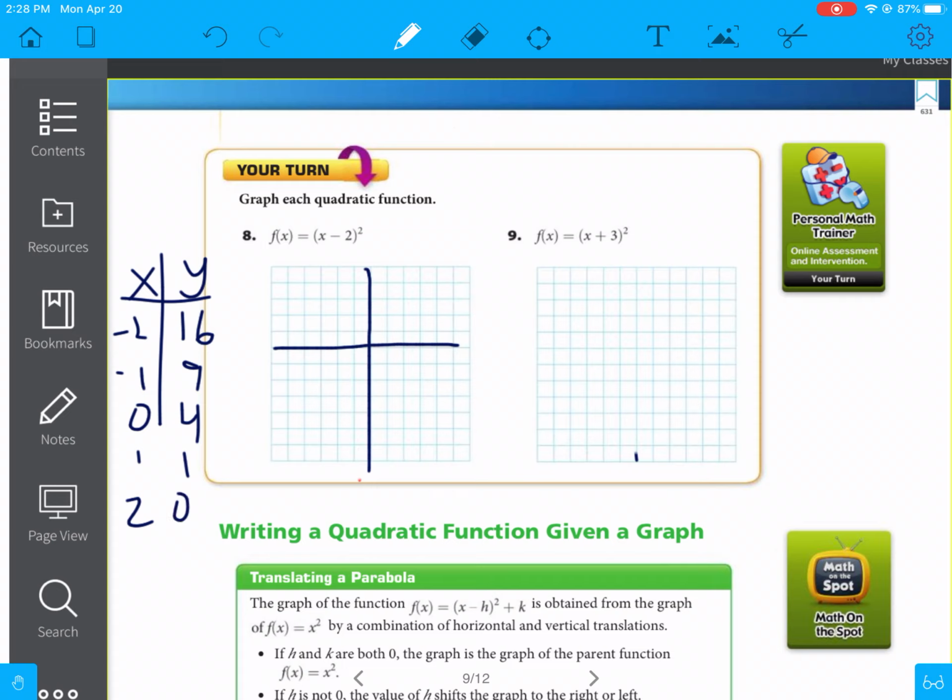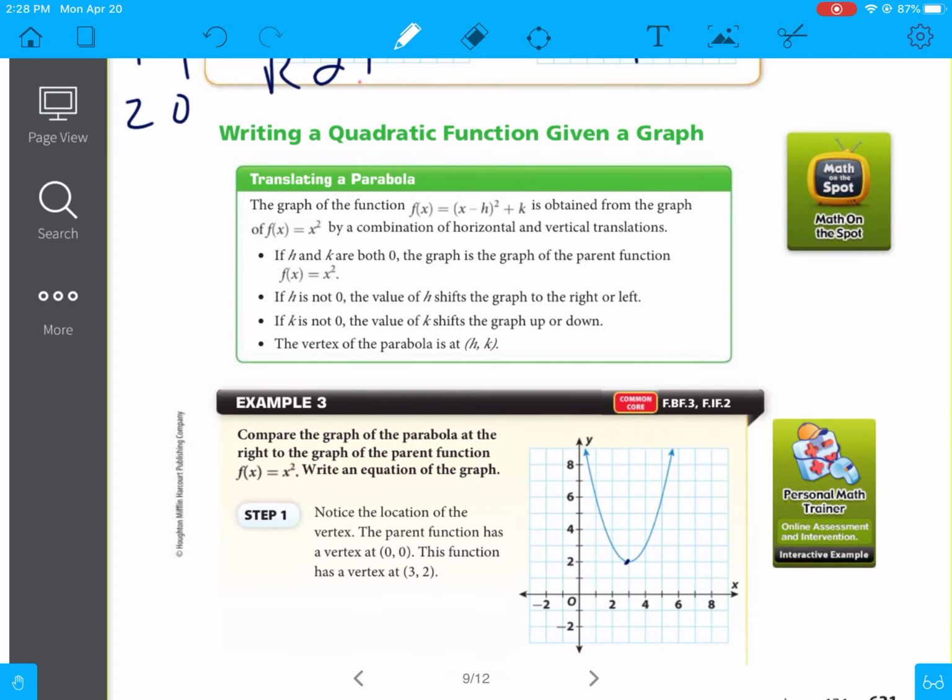But it's basically going to have the parent function. If you see the -2, that means it's going to go to the right 2. If you see the +3, that means it goes to the left 3. And that's about it. So now we have one more part, which is writing a quadratic function given a graph.